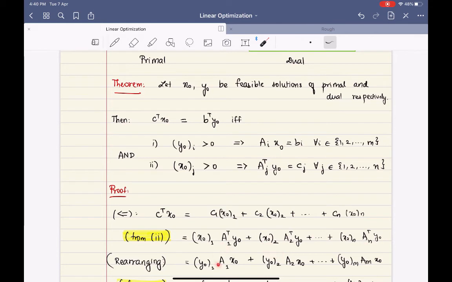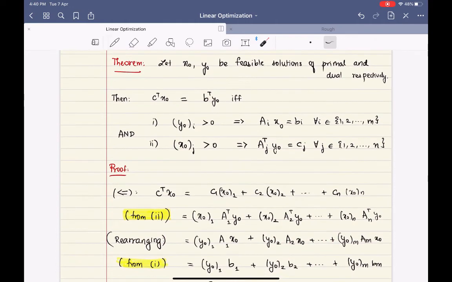So that gives us the first row of A multiplied with x01, x02, x0n here. So that is x0. The coefficient of y01 will be the first row of A multiplied with x0. The coefficient of y02 will be the second row of A multiplied with x0, and so on. So this is just a normal rearranging.